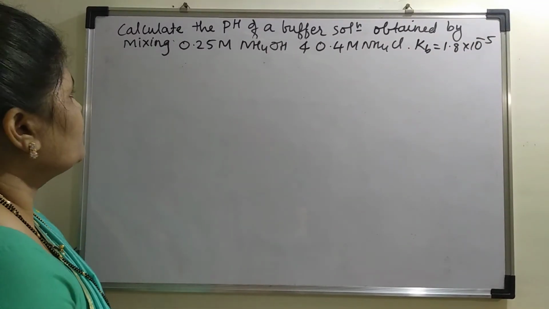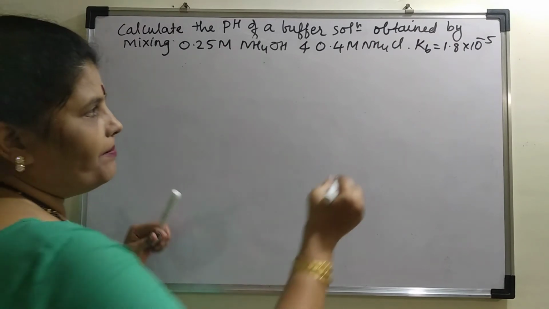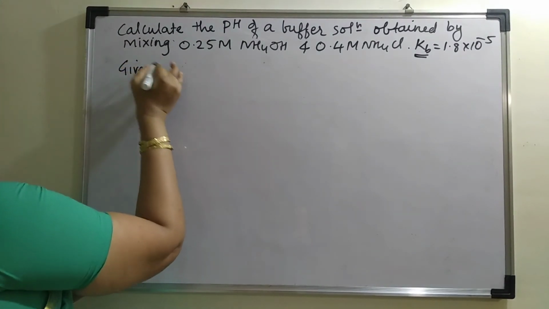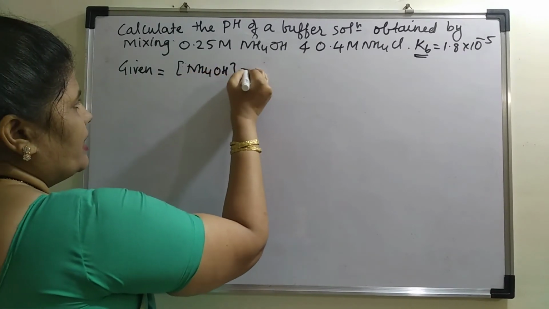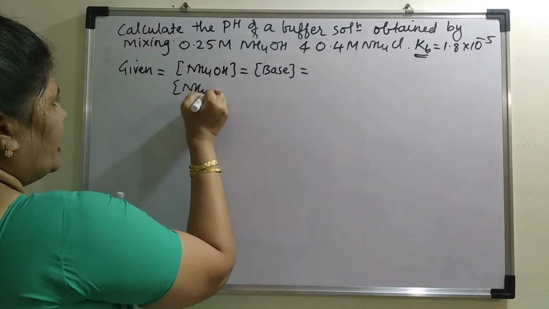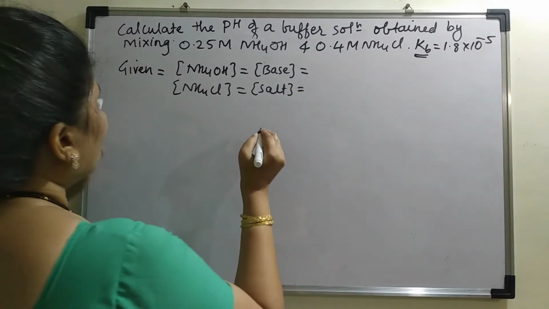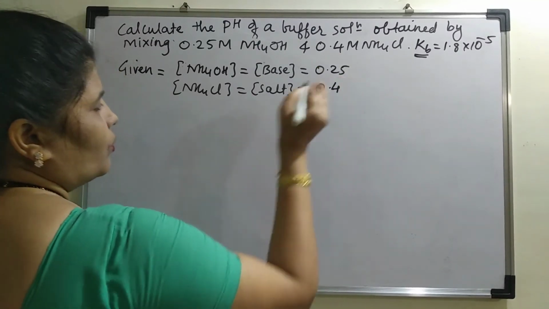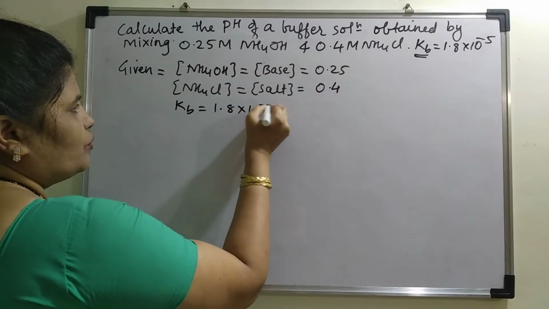Let's see this problem now, student. They are asking you again to calculate the pH, but here the buffer which is given is a basic buffer because this is Kb. So write down what is given. Given is the concentration of ammonium hydroxide, which is a base, so base concentration, and ammonium chloride, which is a salt, so you have to write the salt concentration. How much is the base concentration? 0.25 and this is 0.4 molar. Kb is given. So Kb is 1.8 into 10 raised to minus 5.